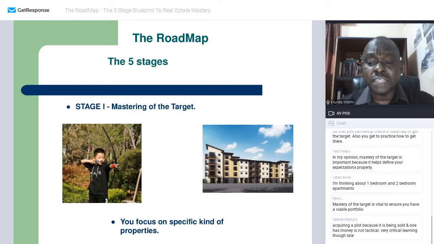Karanja says acquiring a plot because it is being sold and one has money is not tactical. Very critical learning. Yes, you're right. The fact that you have the money in your pocket predisposes you to buying the wrong stuff. What you need is the roadmap in advance, so that when you go out, you can actually buy the right property.